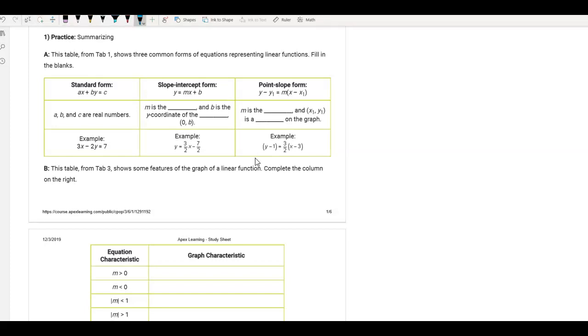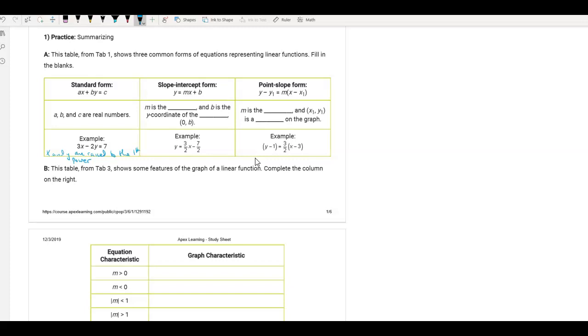Standard form, which is ax plus by equals c, where a, b, and c are real numbers, right? And an example of this is 3x minus 2y equals 7. Notice x and y are raised to the first power. Okay, so there's no exponents on x and y.